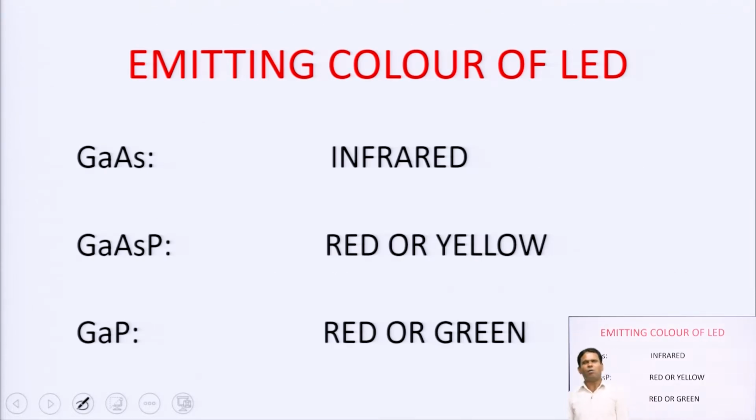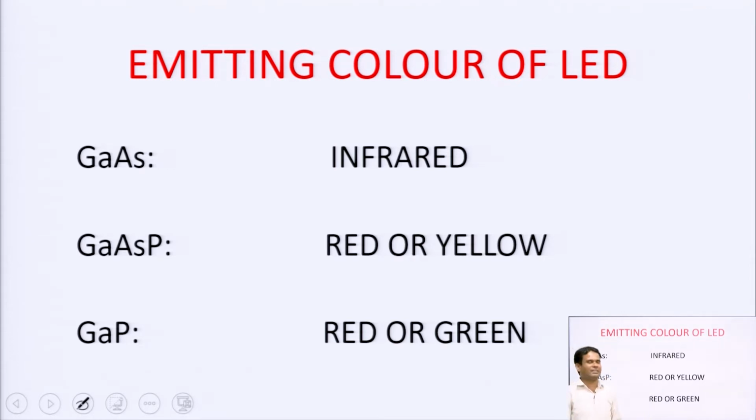Before discussing the working principle of the light emitting diode, these are the three types of material used to make the LED. Gallium arsenide is used to radiate infrared, and you guys know where infrared LED is used, especially in a remote. Now gallium arsenide phosphide, GaAsP, gives red or yellow, and on the other hand gallium phosphide gives red or green.